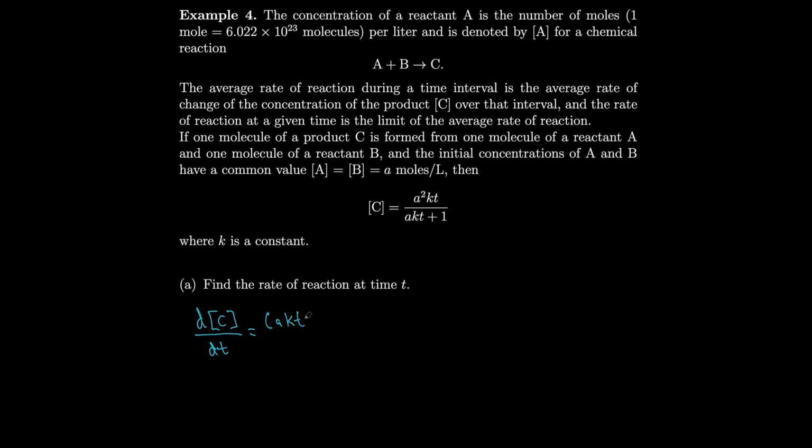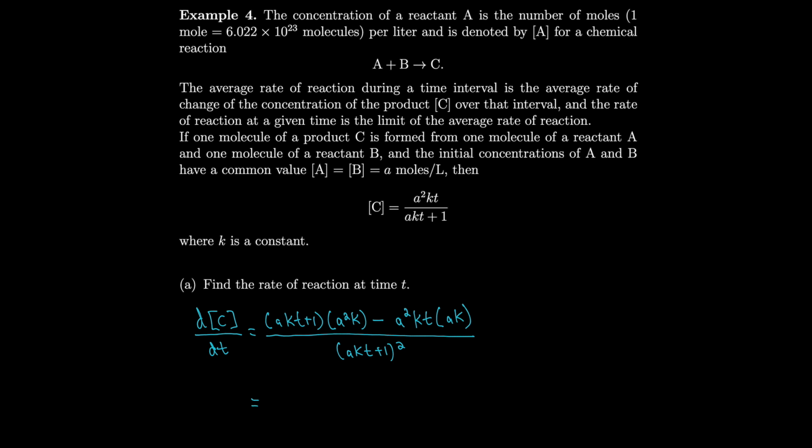So we get (akt + 1), that's just the denominator, and then we take the derivative of the numerator, we get a squared k, and then we subtract the numerator, a squared kt, times the derivative of the denominator, which is just ak. And all of that gets divided by the denominator squared, so (akt + 1) squared.